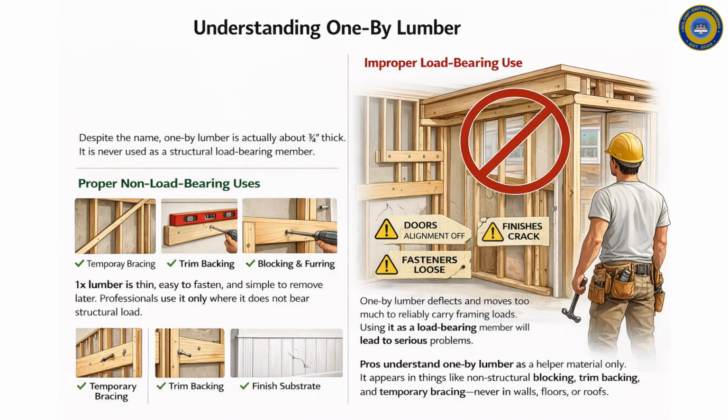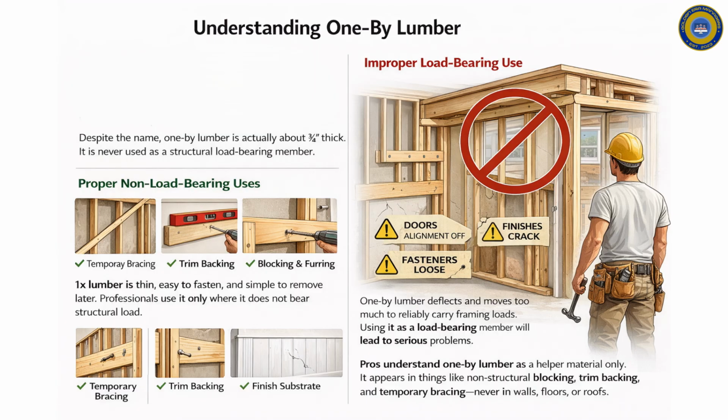Professionals use 1x lumber for tasks that do not involve carrying structural load. It appears in furring, trim backing, non-structural blocking, temporary bracing, and as a substrate for finishes. In these roles, its thinness is an advantage. It's easy to fasten, easy to adjust, and easy to remove or modify later. What professionals do not do is use 1x lumber as a load-bearing structural member. It does not have the thickness, stiffness, or stability to reliably carry framing loads. If you see 1x lumber supporting weight in a wall, floor, or roof, something is already wrong.